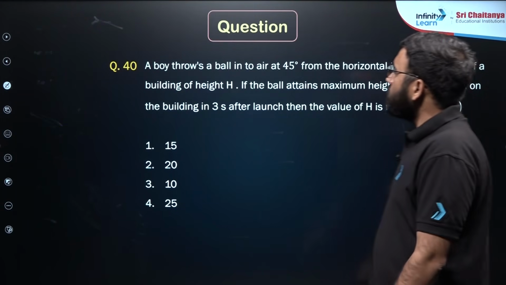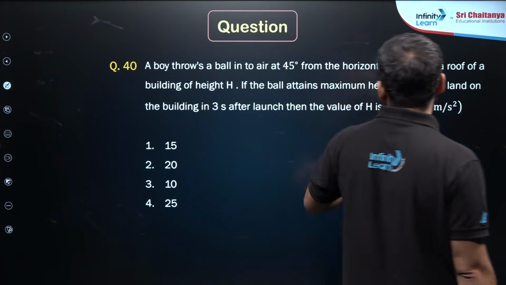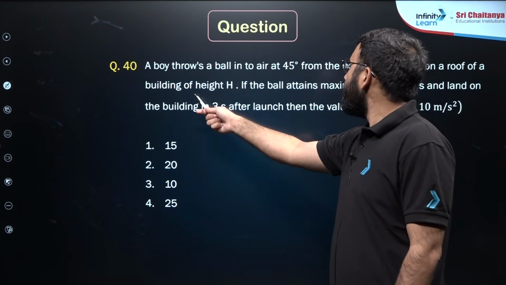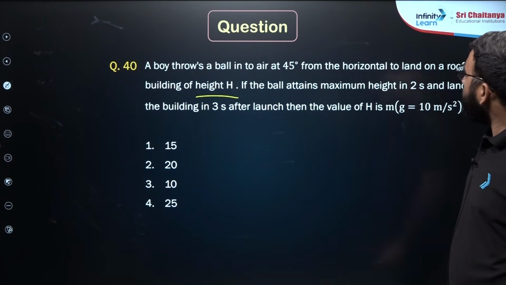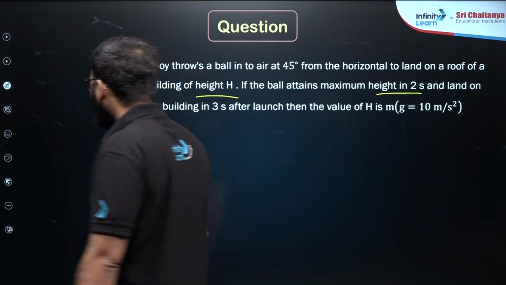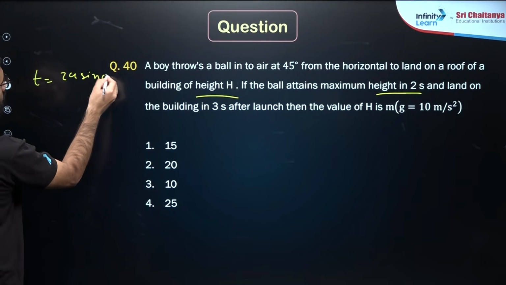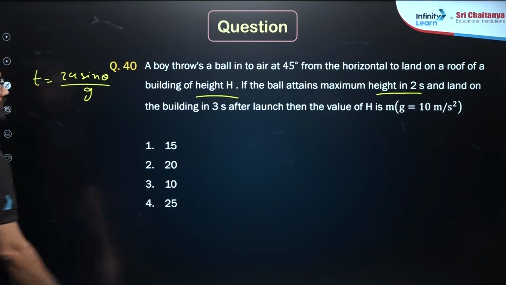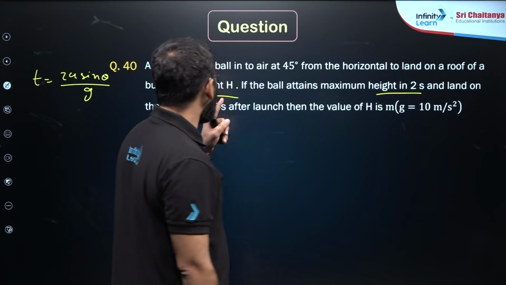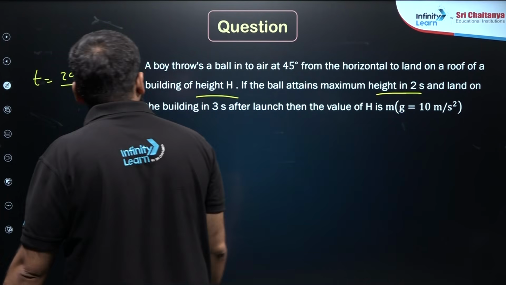Okay, so a body throws a ball in the air at 45 degrees from the horizontal to land on the roof of a building of height h. If the ball attains maximum height in 2 seconds, so what is my time period formula? T equals 2u sin theta by g. This is the complete projectile motion's time period. And it lands on the building after 3 seconds of launching; find the maximum value of h. So they will ask the height of the building.